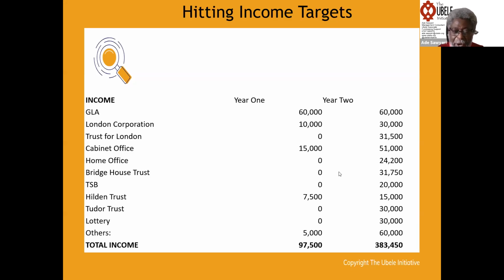In this particular scenario, we have 97,000 as incoming resources in the first year, which by dint of our having a fundraising strategy, we've managed to take up to 383,000 in the second year. So this is the income section, okay?